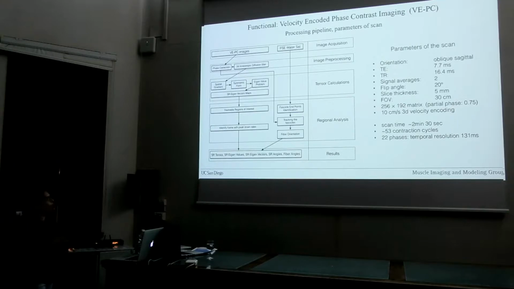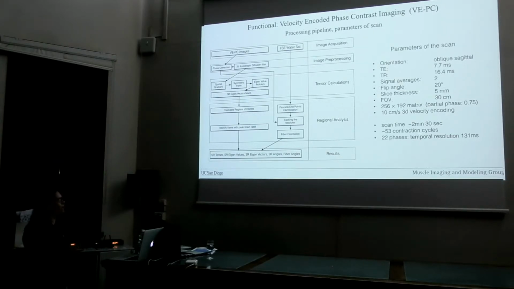This just gives an idea of what we do to start from the acquired images to get to the final, what we call the strain rate or strain tensor images. So these are all calculations that we do from the acquired images in order to get not only the strain quantitative values, but also the directional aspects of it, because we feel that gives a very important clue on how the strain distribution is. So these are just the parameters of the scan.